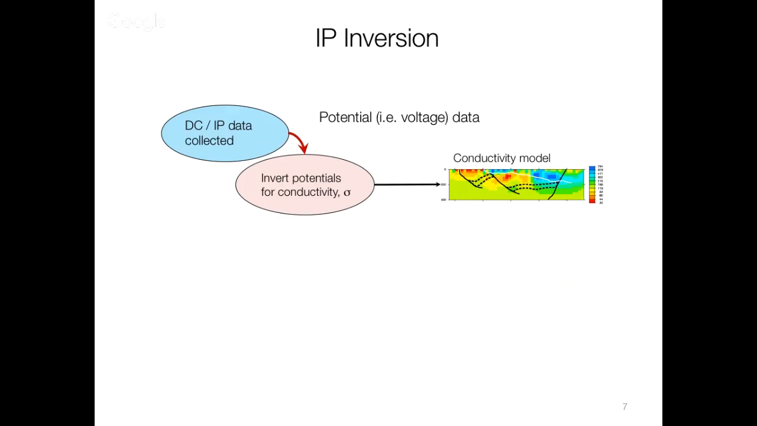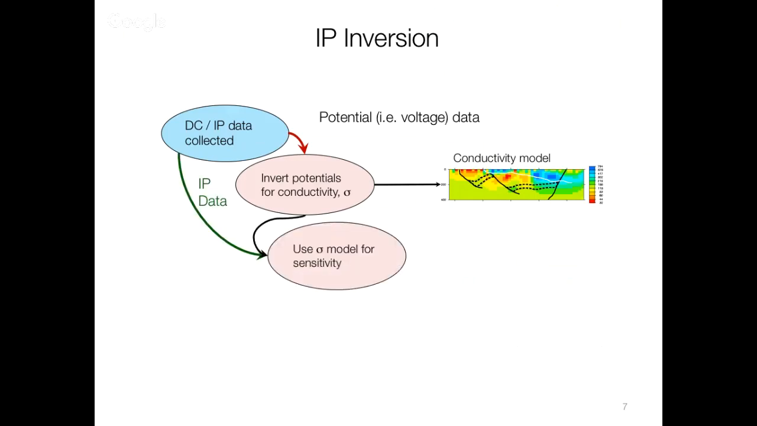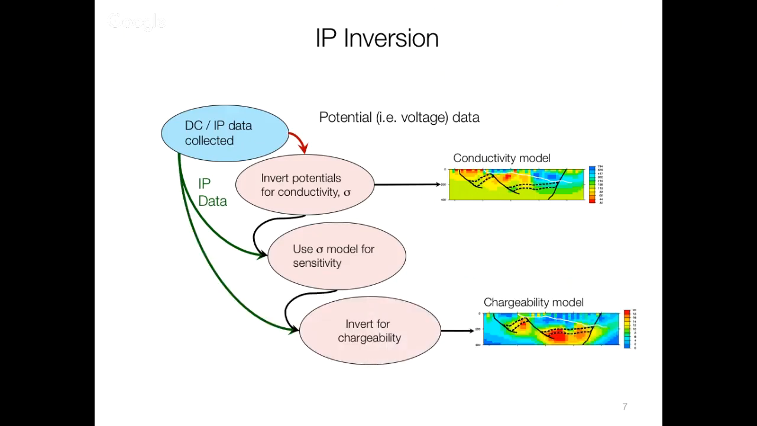Well, maybe I should go back a bit just in case. So we collected the DCIP data, and then we take the DC data, invert that, get conductivity. And we take that, get a mapping that connects the chargeability with IP data, and we can invert those IP data for the chargeability. Okay, two-step process. And we're going to continue with that two-step process throughout this whole talk. There are other ways that you can attempt to tackle this problem by working with complex resistivity right from the get-go, but this process is pretty stable.